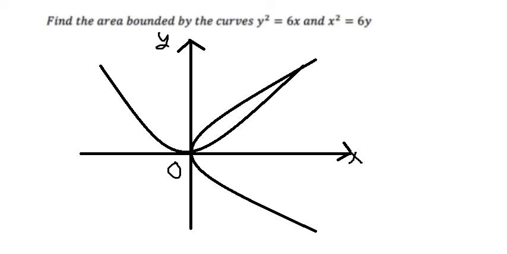The area we need to find, that should be about this one. Now, we know that the intersection in here is about 0. We need to find the second intersection in here.